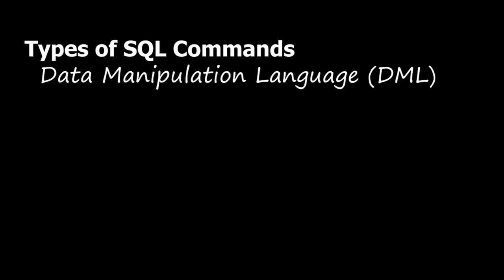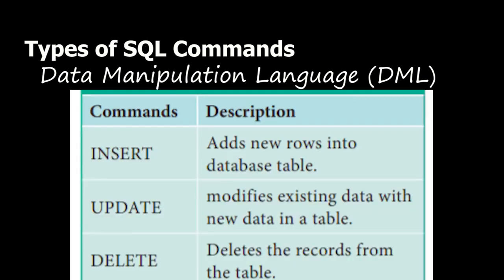And the next one is data manipulation language. This is used to deal with the manipulation of the data. Here we have insert, update and delete. Insert means if you want to insert a row inside a table, we'll use this insert key. Update means if old data is there and you want to add new data to a table, we'll use this update key. Delete means if you want to delete a row or a record from a table, we'll use this delete key.